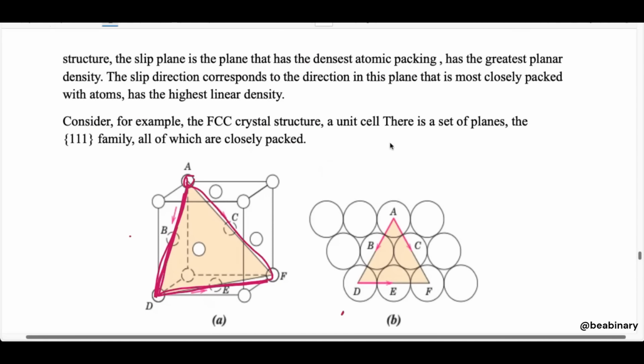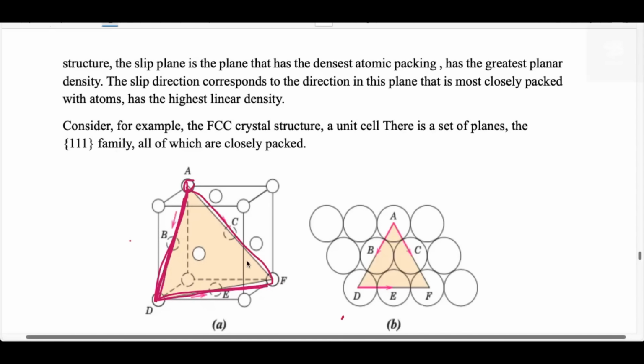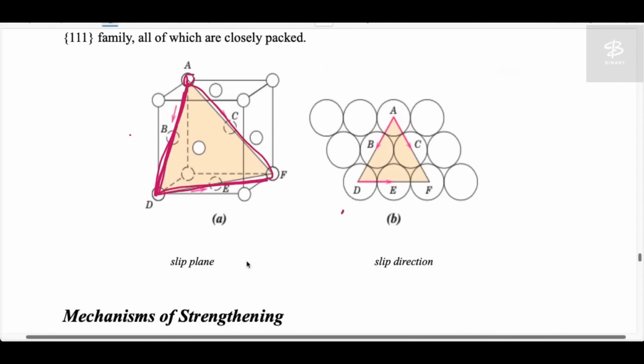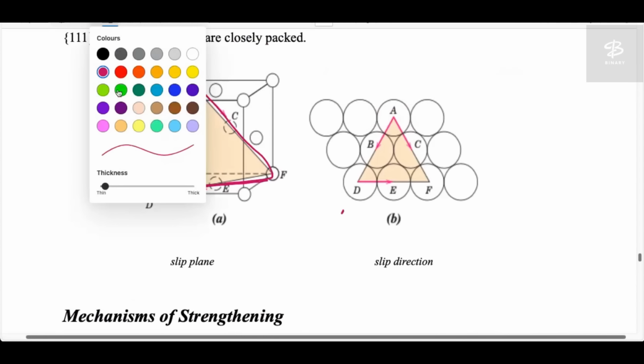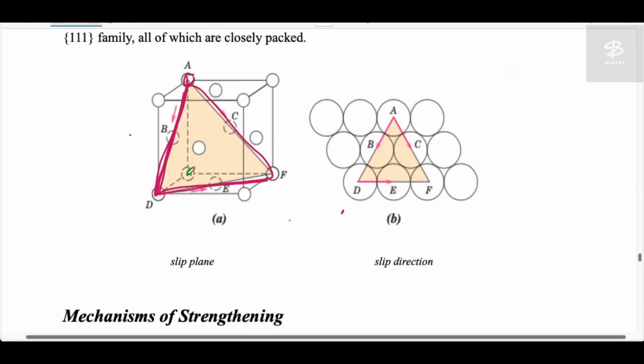There is a set of planes, and how you define the Miller indices is very common. You can take any point as your origin. Once you define the origin, in this case, if you take the example of this particular one in a slip plane, see figure A. This particular corner has been taken as the origin. So now this is your X axis, this is your Y axis, this is your Z axis.